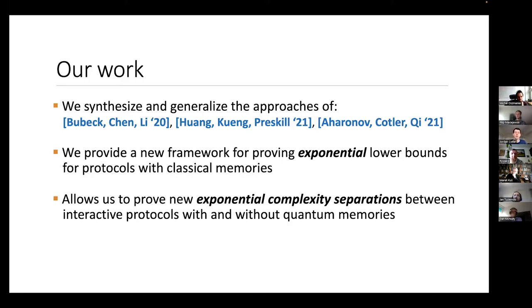The works that I'm going to tell you about provide a new framework for proving exponential lower bounds for protocols with classical memories. That is, it establishes that certain kinds of protocols in the conventional experimental setting are exponentially inefficient no matter what you do. And this allows us to prove new exponential complexity separations between interactive protocols with and without quantum memories, that is, between conventional experiments and quantum enhanced experiments.